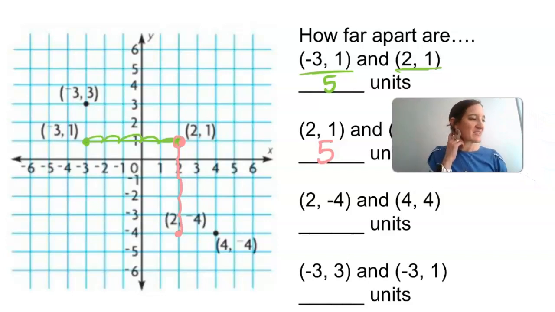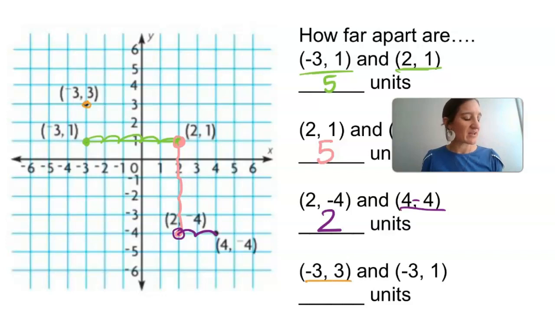Okay. The next one is (2, 4) and (2, -4). Ooh, I'll fix that in your notes. It will say -4. Okay. And that is just 2 away. And the final one is (-3, 3) and (-3, 1). And that's also 2 units.